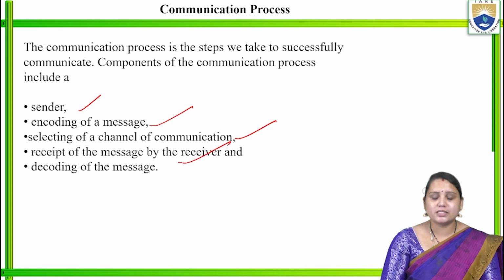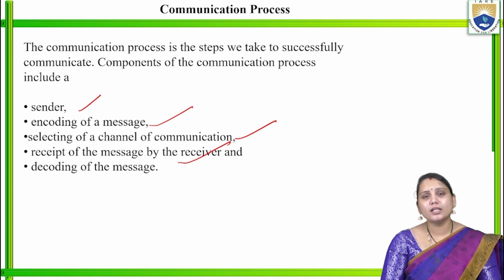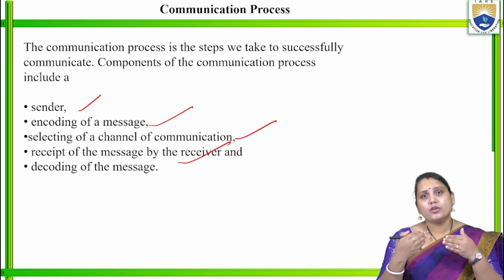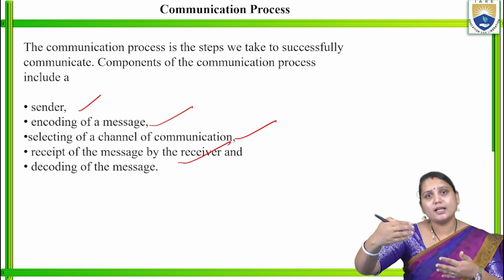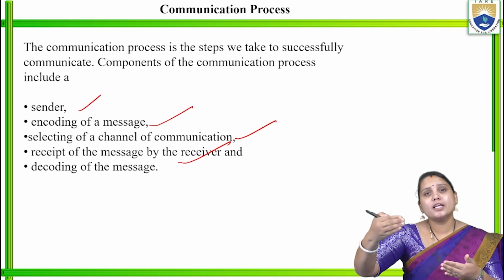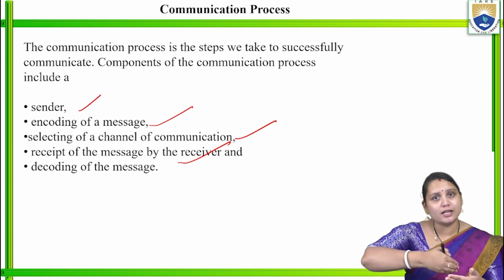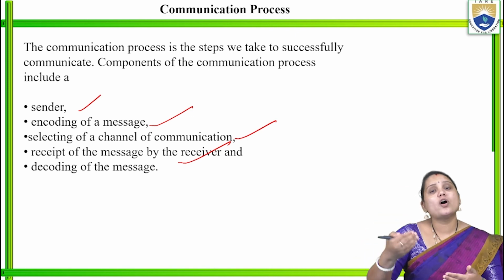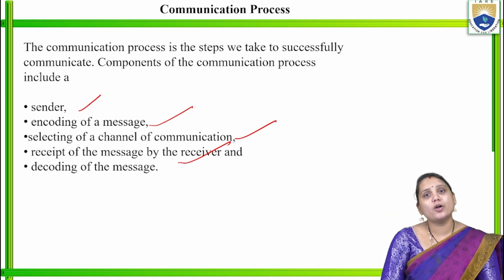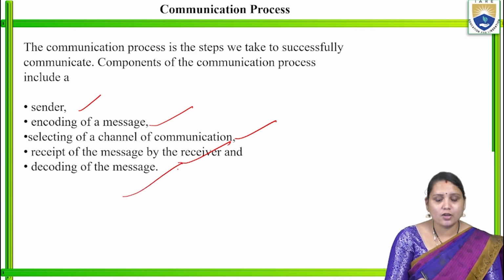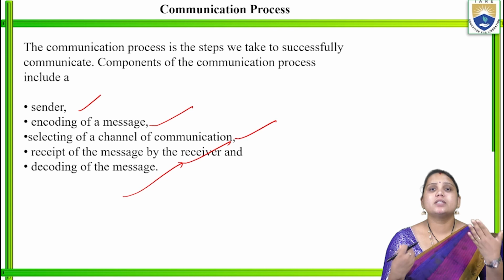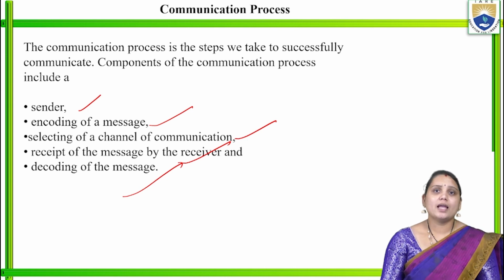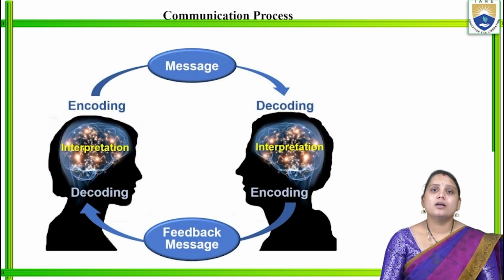Next, receipt of message by the receiver. That means when you send a message, the other person should understand it and respond. That is, he should give a receipt. That means he should in turn answer or respond to whatever he has understood from your message. Next, decoding the message. That means taking input of that message which was rendered to you by somebody else. This is the process of communication.